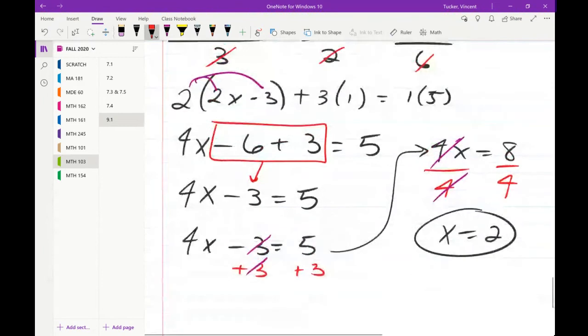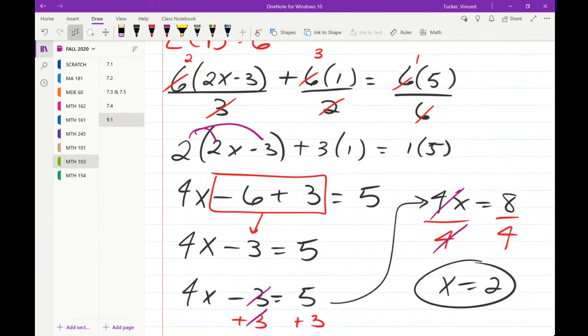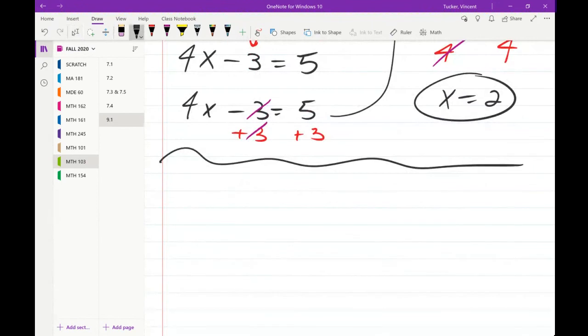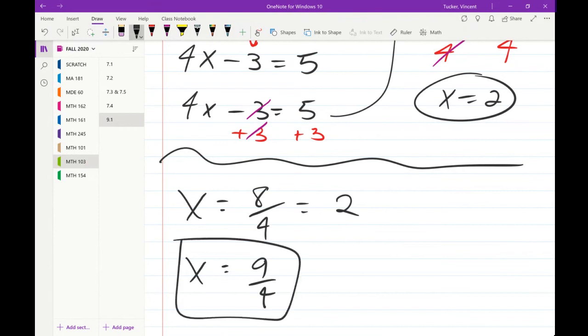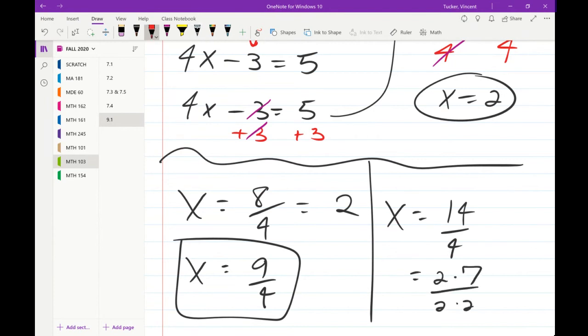I also had a question. Just in terms of fractions, if it goes in evenly for our final answer, do you want us to simplify it to the lowest term? And if it doesn't, do you want it to just be left as is? Yes. So if I come down and I have 8 divided by 4, you are expected to write 2. If you came down and had 9 over 4, you're fine there. And let's say if we had something like 14 over 4, you're expected to reduce that: 2 times 7, 2 times 2. 2's cancel, and your answer would be 7 over 2.